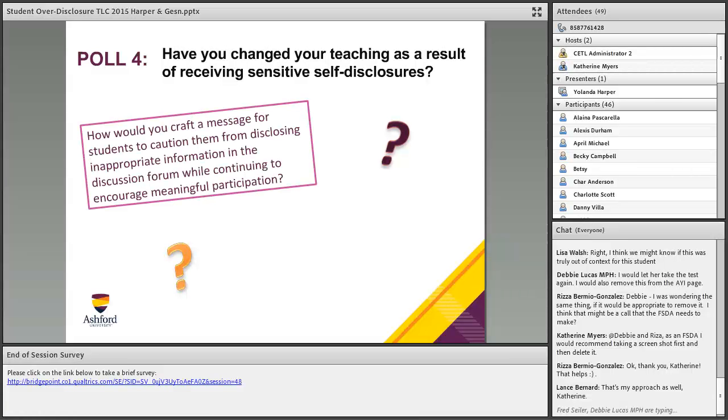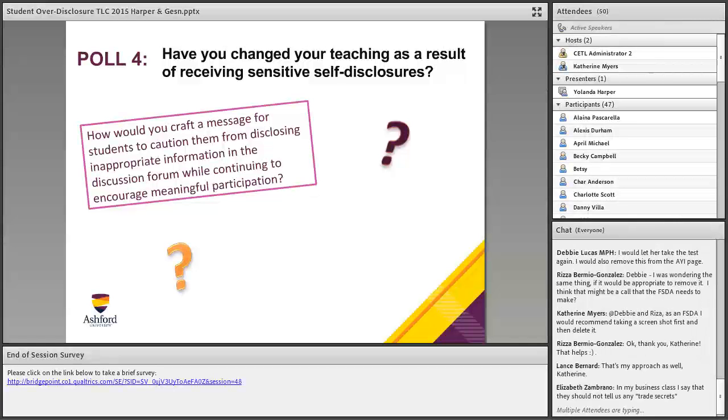Okay. So if you were going to craft a message for students to caution them from disclosing inappropriate information in the discussion forum, what would you say? What would be key components that you would want to communicate to students? This is an excellent question to ask. I honestly don't even know how I would do that, so I'm looking forward to seeing everyone's responses.